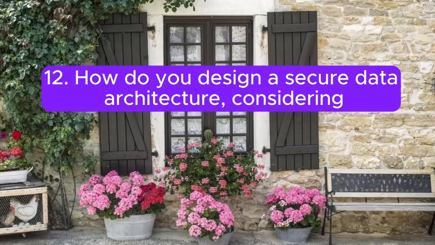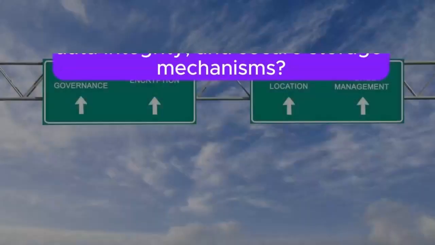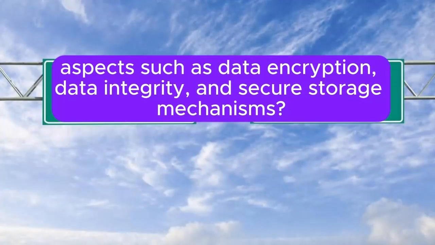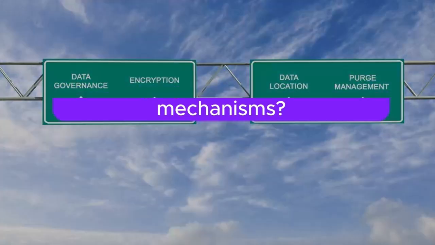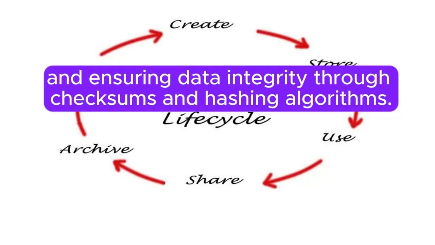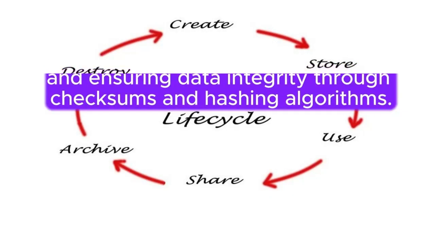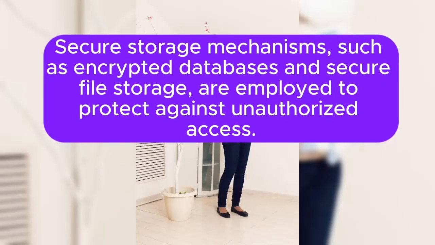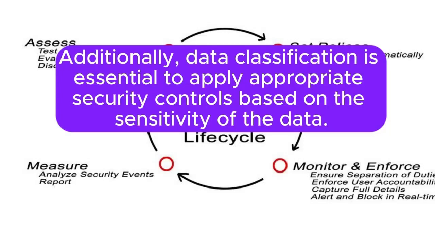12. How do you design a secure data architecture, considering aspects such as data encryption, data integrity, and secure storage mechanisms? Answer: Designing a secure data architecture involves encrypting sensitive data at rest and in transit, implementing access controls, and ensuring data integrity through checksums and hashing algorithms. Secure storage mechanisms, such as encrypted databases and secure file storage, are employed to protect against unauthorized access. Additionally, data classification is essential to apply appropriate security controls based on the sensitivity of the data.